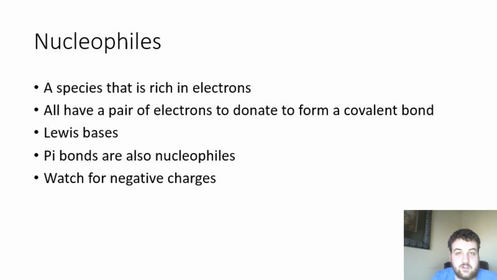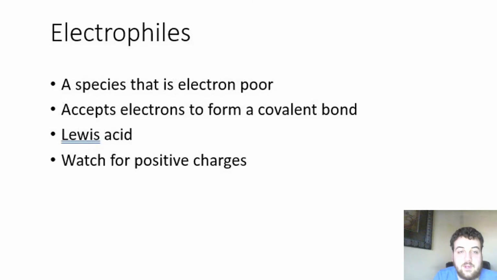negative charges are attracted to positive charges, and nucleophiles like positive charges. So on the other hand, we have electrophiles, and electrophiles are a species that is electron poor. They accept electrons to form new covalent bonds, which makes them Lewis acids since they accept electrons. And we watch out for positive charges since electrophiles like negative charges and positive charges are attracted to negative charges.